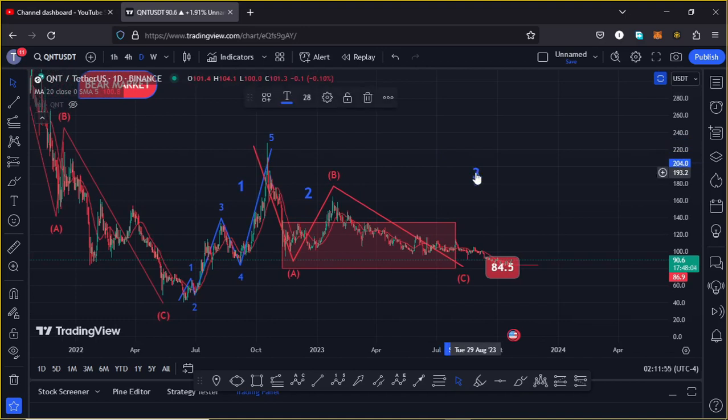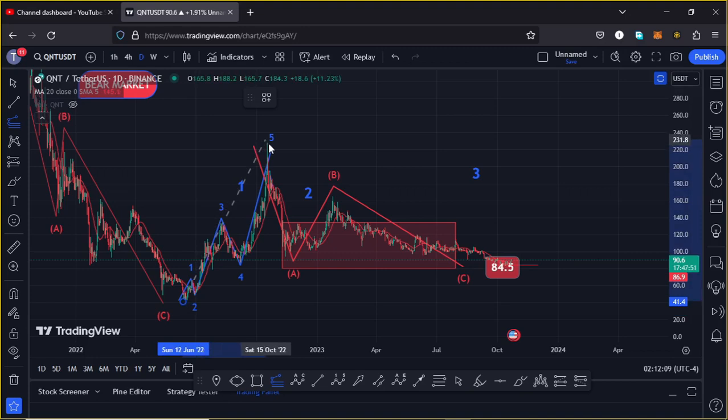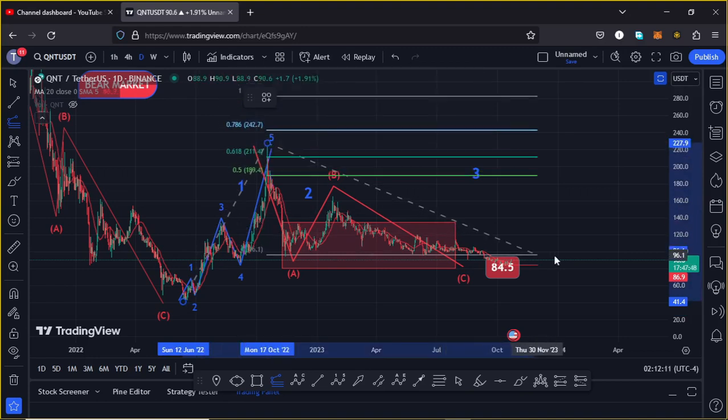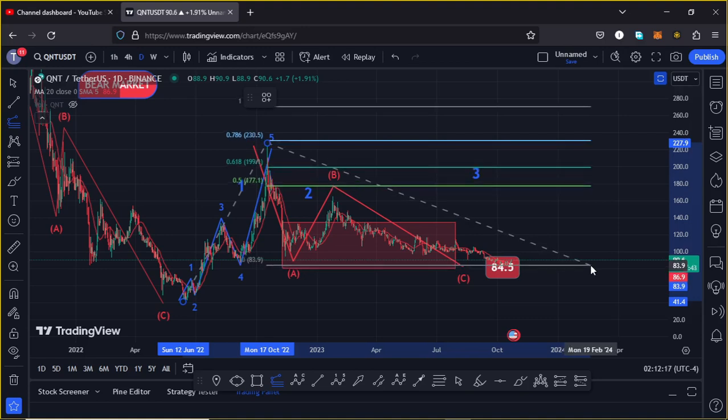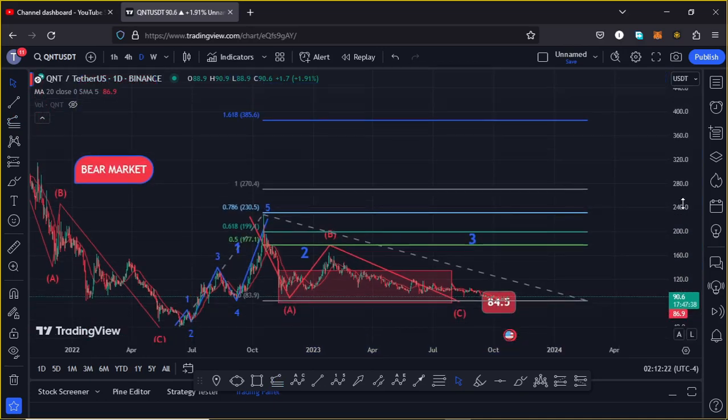Assuming that we have a low for that second wave, I can give you minimum target areas in the formation of that wave 3 by connecting the trend-based Fibonacci from the low of the first wave to the high of that wave 1, then dragging the fibs to the low that we made at around the $84.5 mark. That gives me a minimum target area at the fib level 1.618, and that is at around the $385.6 mark. And that is the minimum that we can expect Q&T to do in the formation of that wave 3.